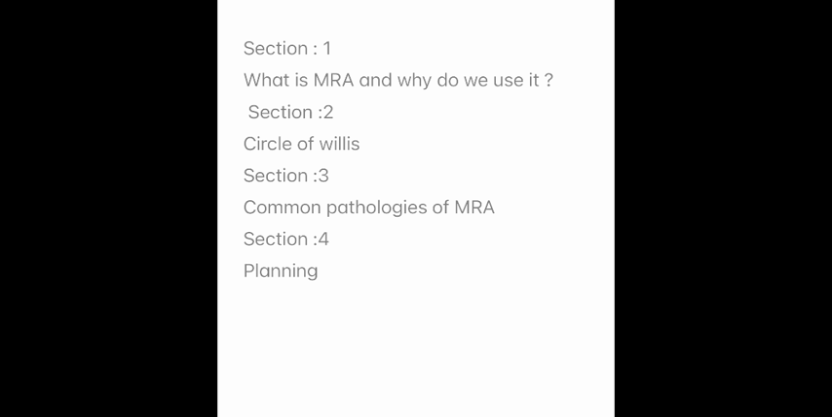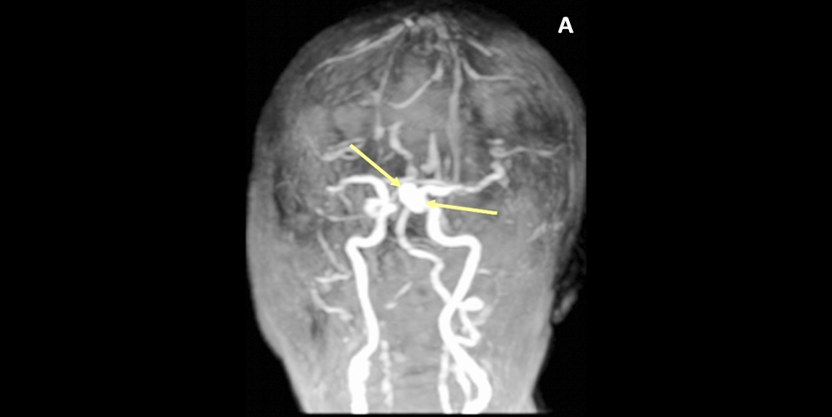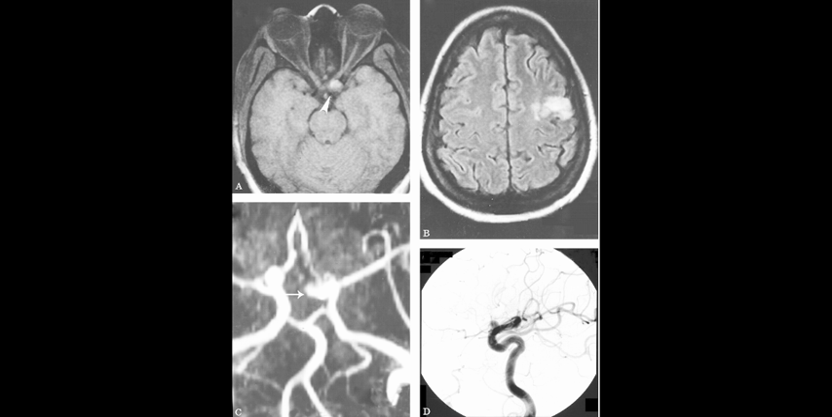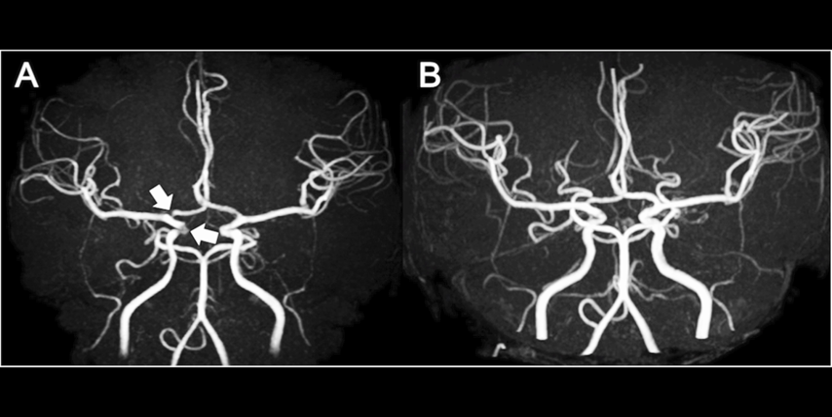So come to the next section. This is section 3, common pathologies on the MRA. Now let's look at some common abnormalities that MRA can detect. First one is the intracranial aneurysm. It appears as a rounded outpouching from an artery, often at bifurcations, most commonly seen at the anterior communicating artery or MCA bifurcation.